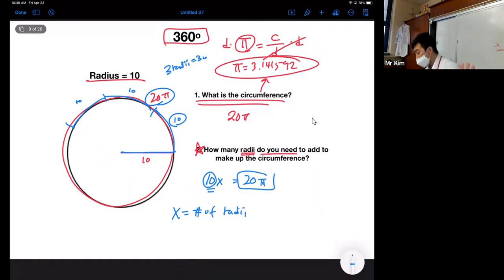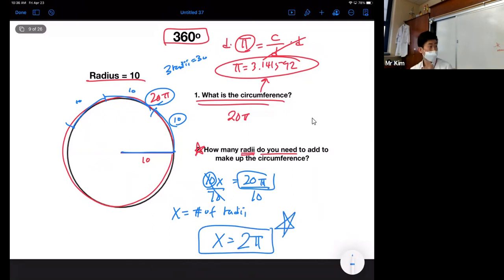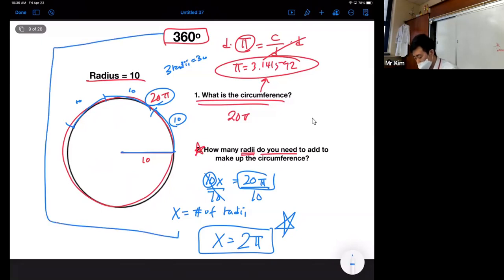Can we just leave the pi alone and get x by itself here? Divide by 10. So what is x going to equal? 2 pi. Okay? And the reason why I put a little star next to it is because you basically converted the 360 degrees into how many radians that is.